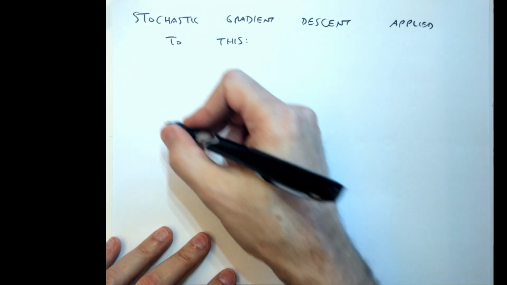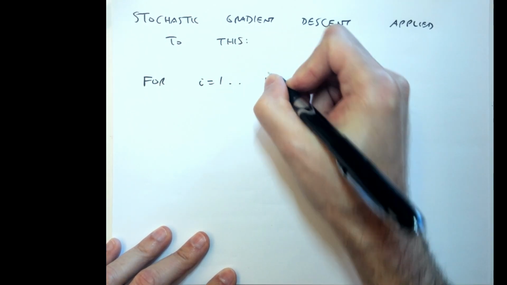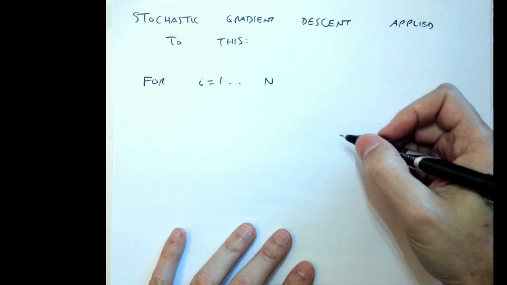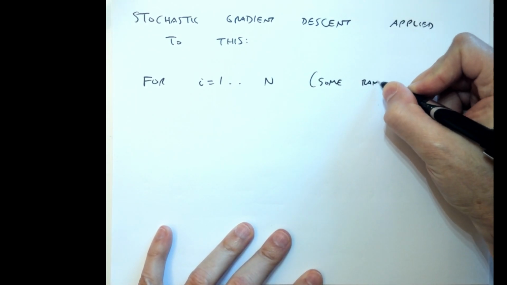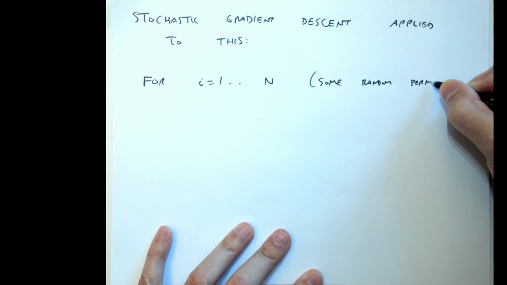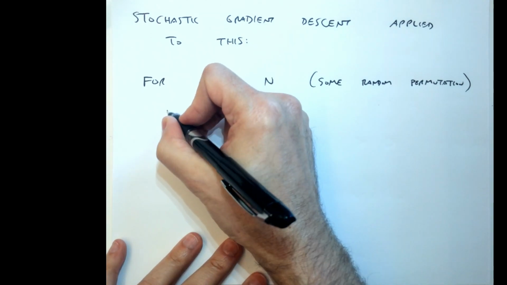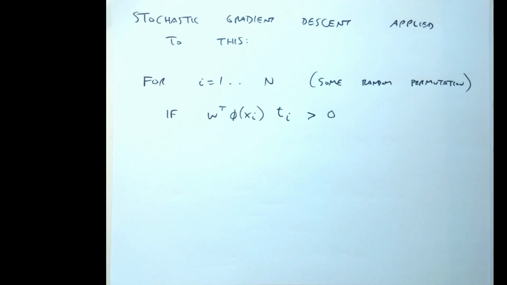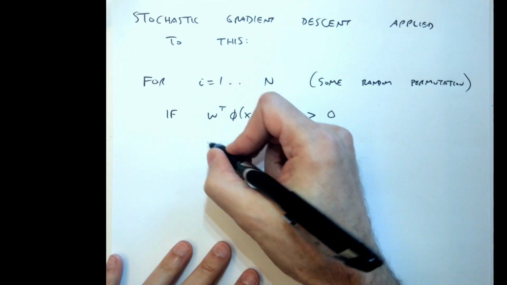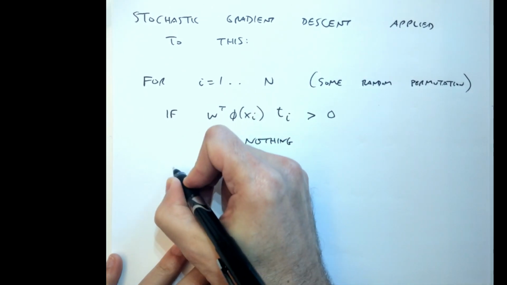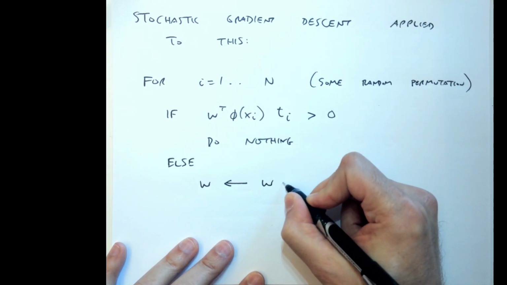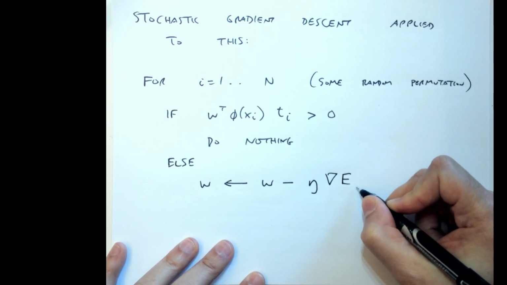is super easy. This is like saying, for i equals 1 to the number of points, and I can permute the points. Probably don't just want to take them from 1 to n. Maybe I want to do some sort of random ordering of the points. I check and I ask, is this value greater than 0? If it is, that means that everything is good. This point is correctly classified, so don't do anything. Otherwise, I want to take a step along the gradient for that point. So that's like saying I'm going to take a step along the gradient just for this point.